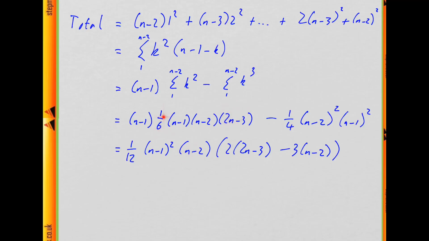Then in here, because I took out a 12th, I now multiply by 2, and I've got 2 lots of (2n minus 3). Because I took out a 12th, I multiply this by 3, and I've got a spare factor of n minus 2.